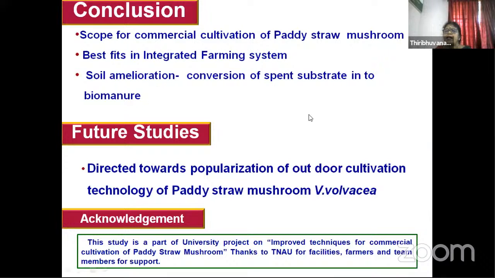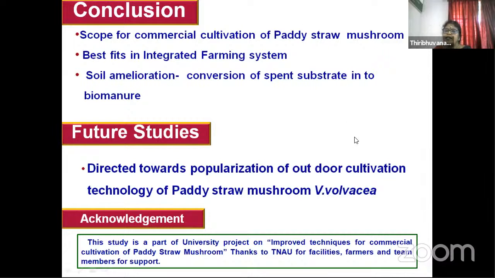So in conclusion, I can say that there is scope for commercial cultivation of this paddy straw mushroom in Tamil Nadu, and it is possible to introduce one more edible mushroom for the farmers and the market for the consumers. This best fits in the integrated farming system. And after the mushrooms are cultivated, the spent mushroom substrate can be converted into biomanure, thereby we can ameliorate the soil by applying this biomanure.